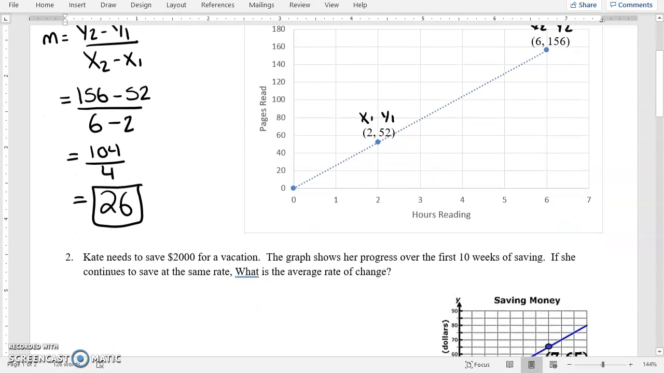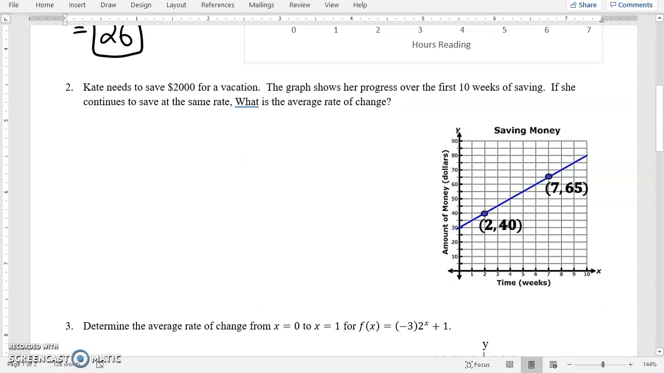So we're going to repeat that example one more time. Kate needs to save $2,000 for her vacation. The graph shows her progress over the first 10 weeks of saving. If she continues to save at the same rate, what is the average rate of change? So again, they give us the 2 points. I like to label them x1, y1, x2, y2. So it's going to be m equals y2 minus y1 all over x2 minus x1.